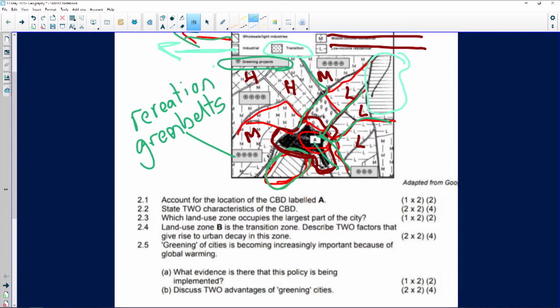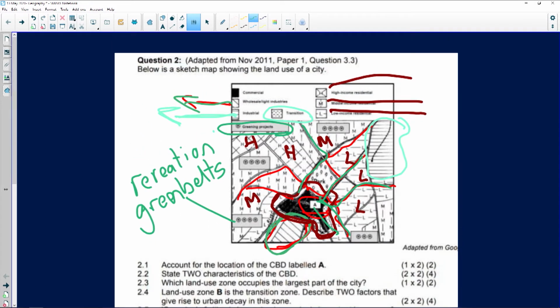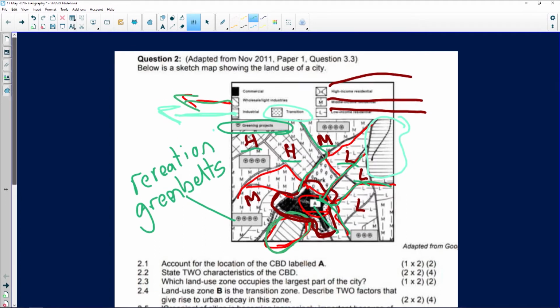Now, if you look at question 2.3, which land use zone occupies the largest part of the city? Just by looking at our map, if you take the largest part of this map, which key represents the majority of areas? You will definitely agree with me that the residential areas of high income, middle income, and low income cover the largest part of this map.